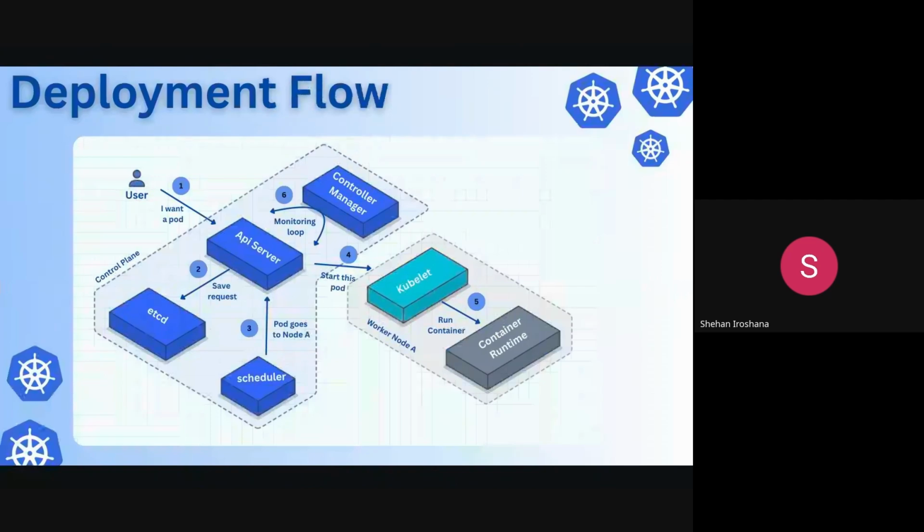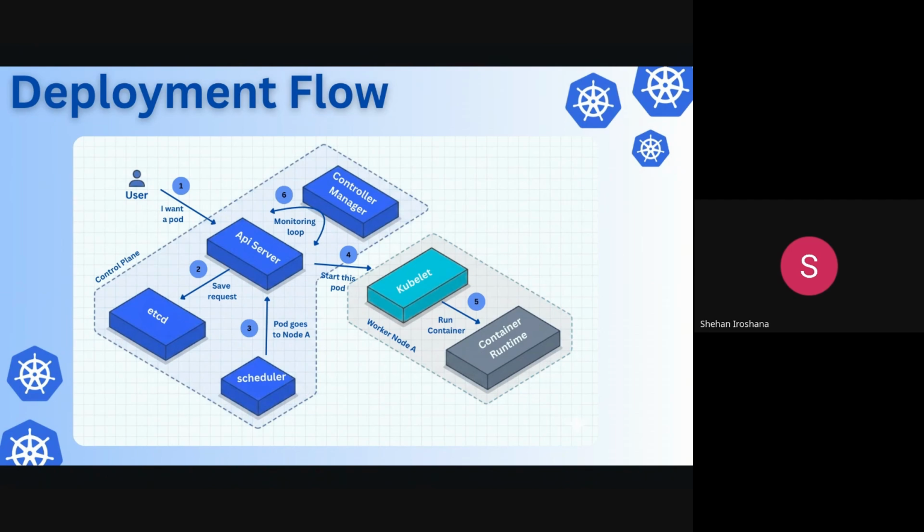So let's walk through how Kubernetes handles pod deployment. First, the user sends a request, for example, I want to run this pod. The request goes to the API server. The API server stores the desired state in etcd. The scheduler looks at the cluster and decides which worker node should run the pod. The controller manager makes sure everything is in the desired state. On the chosen worker node, the kubelet receives the instructions and starts the container using the container runtime.